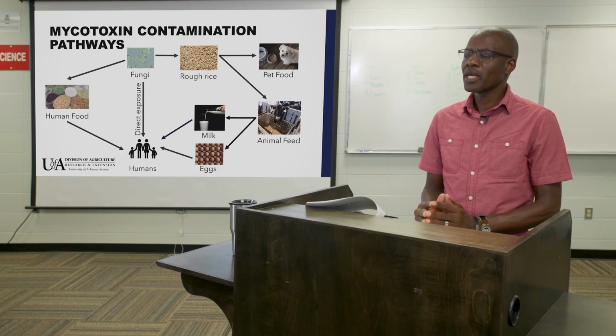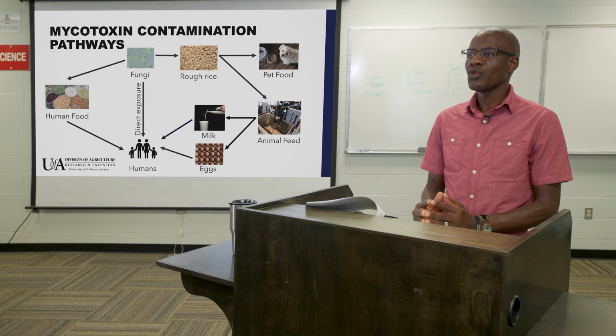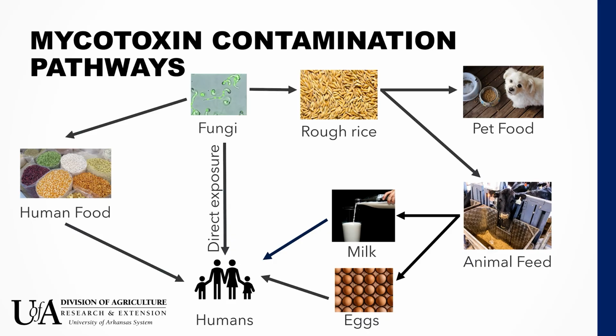Now, there are various ways that mycotoxins can find themselves in humans or affect humans. The first thing is we have the fungi that could be in the field or could be in store. That fungi, whenever it is aerosolized, can be breathed in by the human, and whenever that happens, it finds a pathway to contaminate the consumer.